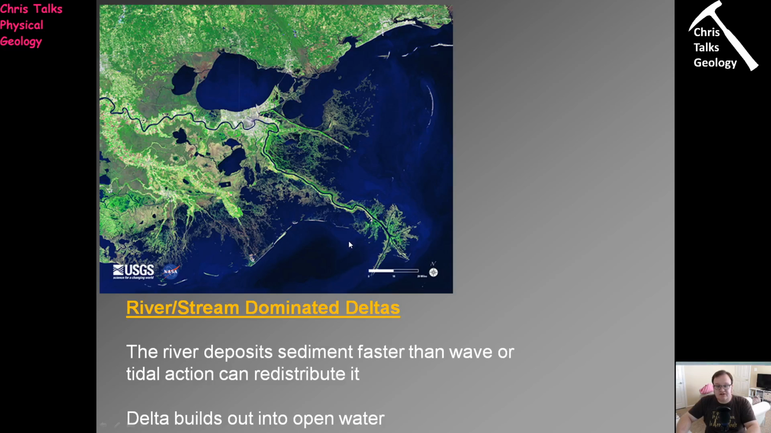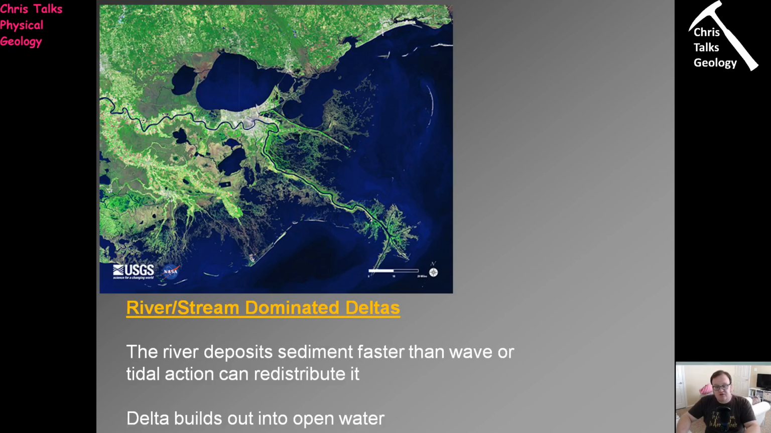Now, deltas are split into 3 distinct groups. The first type of delta is what's referred to as a stream or river dominated delta, and the classic example of that is the Mississippi Delta. So here is the Mississippi Delta. You can quite clearly see the delta itself is way over here, which is quite interesting when you think about it. The coastline is just coming around there, and nearly every other delta we know about will form right at the coast. But no, the Mississippi Delta is all the way out here. So the obvious question is, why?